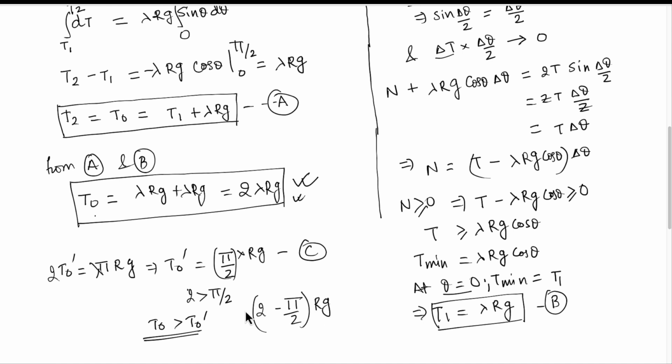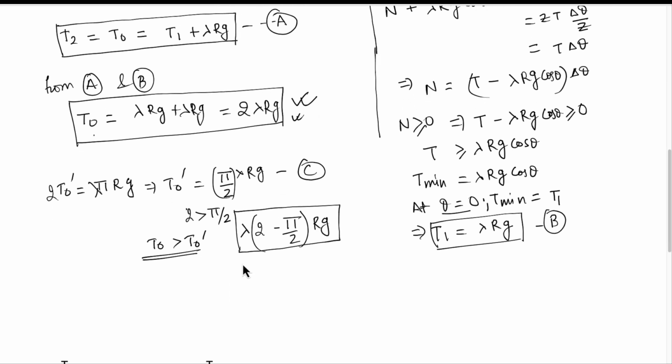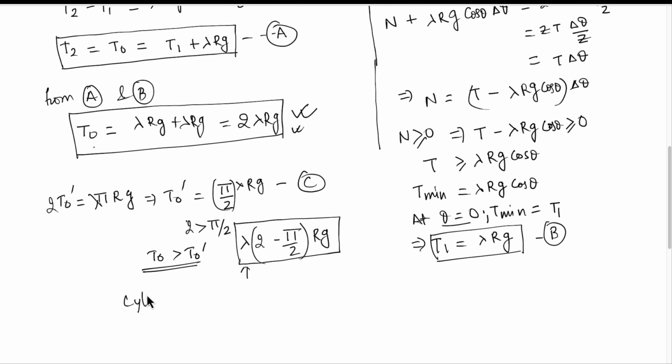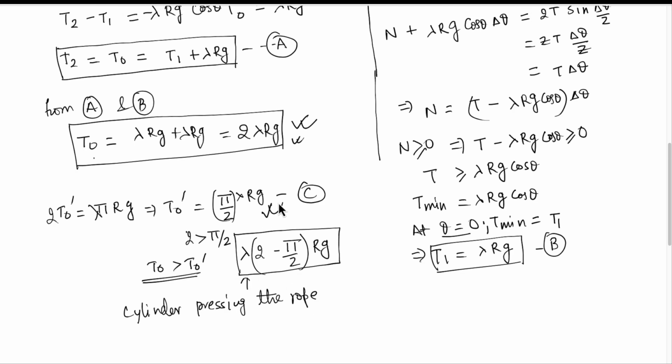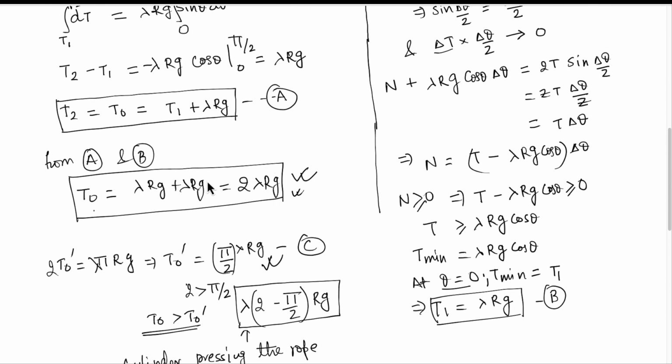Rg lambda, this is what is there because of the normal force, because the cylinder is pressing the rope. So this is because of the cylinder pressing the rope. And in the absence of the cylinder, this is not there. So you get this answer. But in our case, this is the answer. Okay, this is the answer.